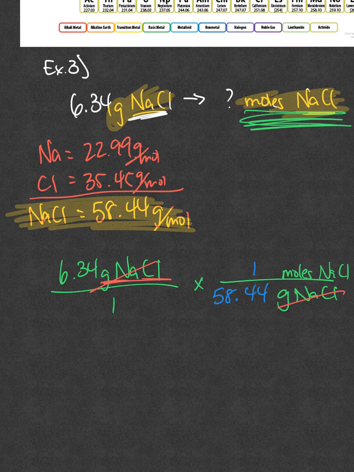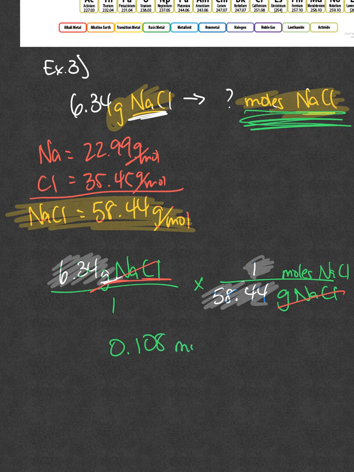Okay, so now that we have that, we could simply just do the math. We could put this in the calculator. And so we see here that 6.34 grams times 1 divided by 58.44. By putting that in the calculator, we have that your answer will be 0.108 moles of NaCl.